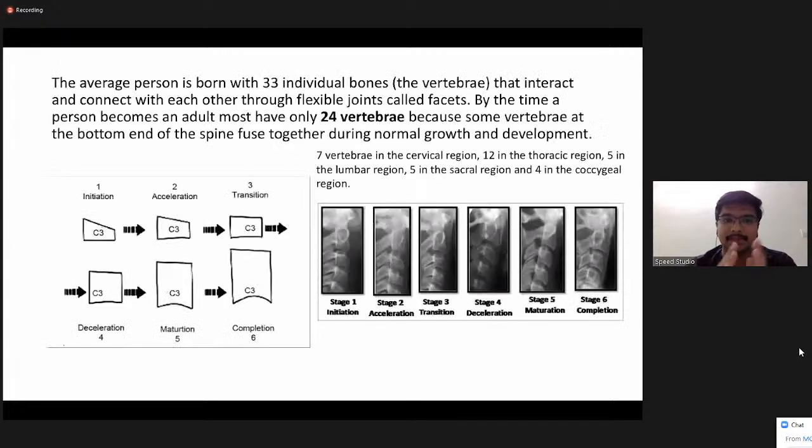So the average person is born with 33 individual bones that interact and connect with each other through flexible joints called facets. By the time a person becomes an adult, most have only 24 vertebrae, and most will be confused with 26 vertebrae, but the option will be only 24 vertebrae, because some vertebrae at the bottom end of the spine fuse together during normal growth and development.